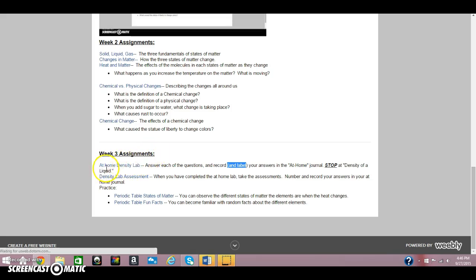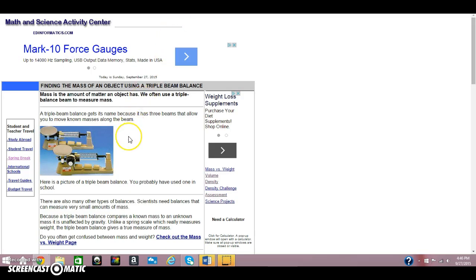Your first assignment is an at-home density lab that you're going to be following, showing you how to calculate density using mass and volume. So you're going to answer each of the questions and record and label your answers in the at-home journal. Stop at density of a liquid, and I'll explain further in the screencast. So the first one is going to look like this.